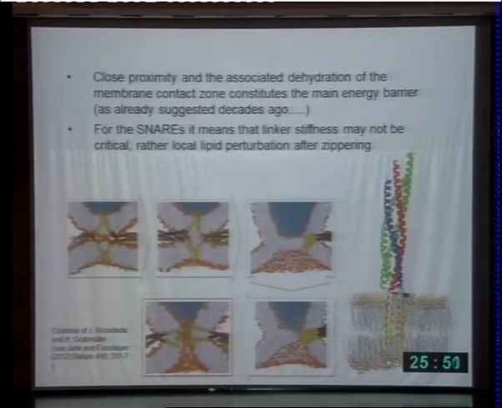So following this up, we realized that there is a small hydrophobic defect, and it is possible, even though we are not sure yet, that this small hydrophobic defect might also contribute to the fusiogenicity of the SNAREs at this contact site.